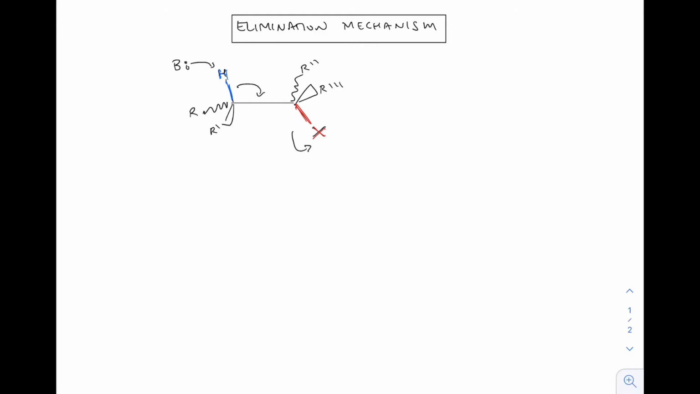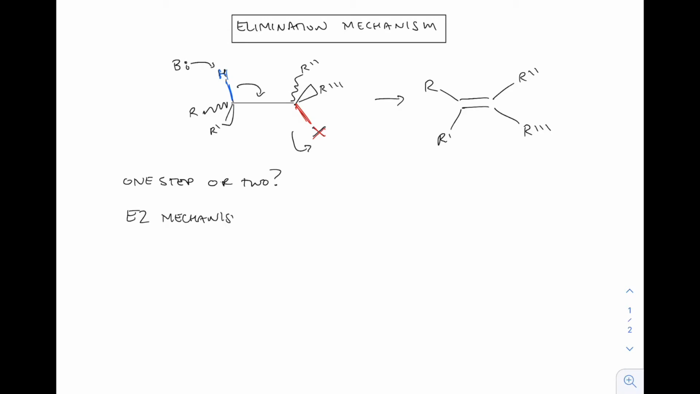So the base comes in, we form that pi bond, we kick out the X. Now we create this alkene here with the different R groups on there, right? So is this process going to be a one-step or a two-step process? It's very, very similar to SN1 versus SN2, right?